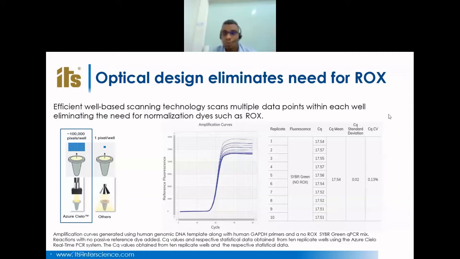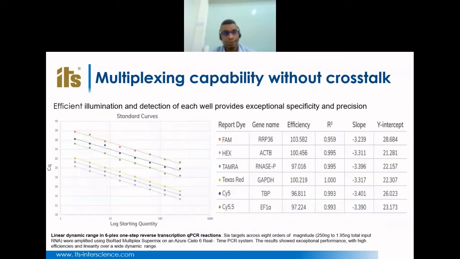Okay, so what this data here is showing you is that even without the ROX dye, you are getting very good CQ values. CQ mean is 17.54, and your standard deviation is only 0.02. This is without a normalizing dye. So that's quite good. Okay, moving on.